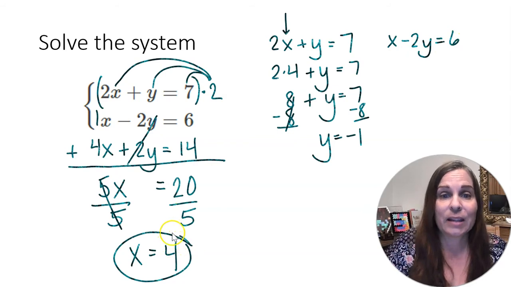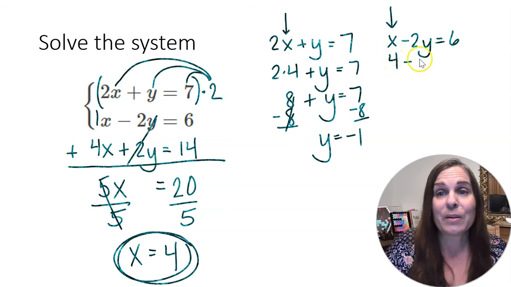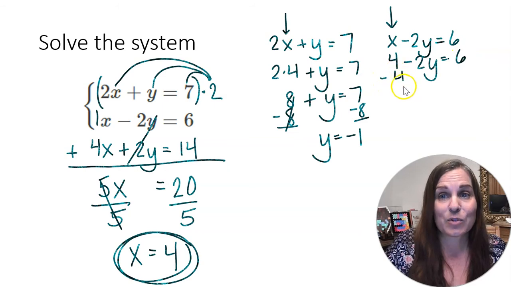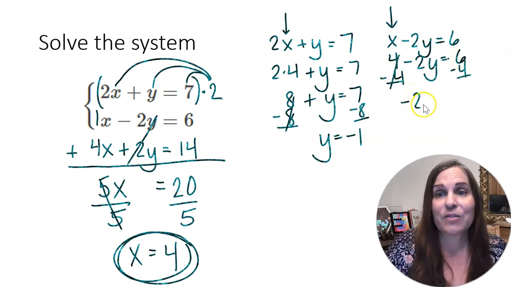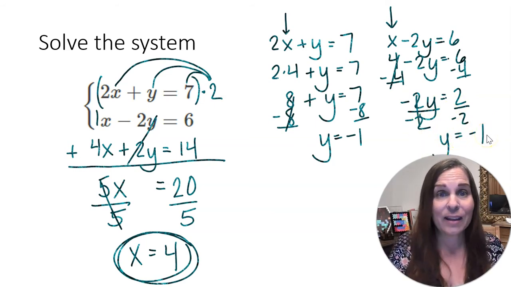I know again that x is 4, so that gets plugged in right there. I would have 4 minus 2y equals 6. Subtract 4 from both sides. -2y equals 2. Divide both sides by -2. And y is -1.